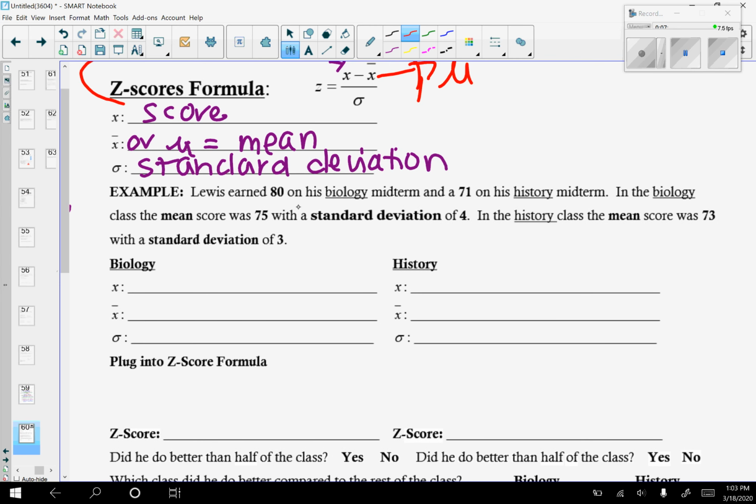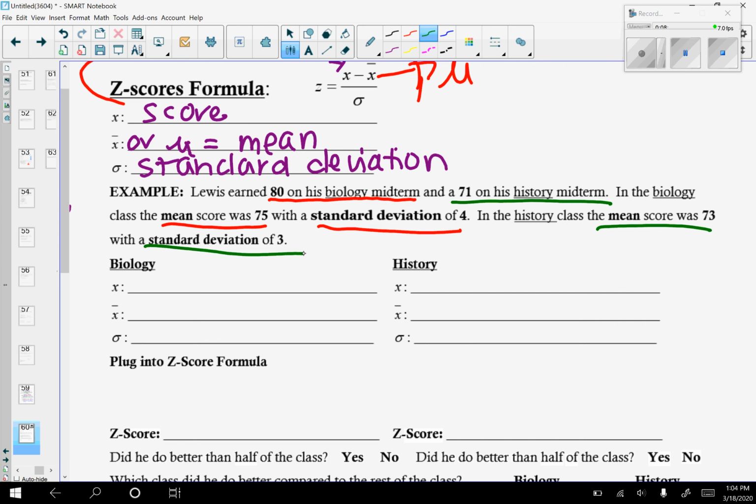on his biology midterm, and a 71 on his history midterm. In the biology class, the mean score was 75 with a standard deviation of 4. I'm highlighting everything having to do with biology in red and everything to do with history in green. In the history class, the mean score was 73 and the standard deviation was 3.